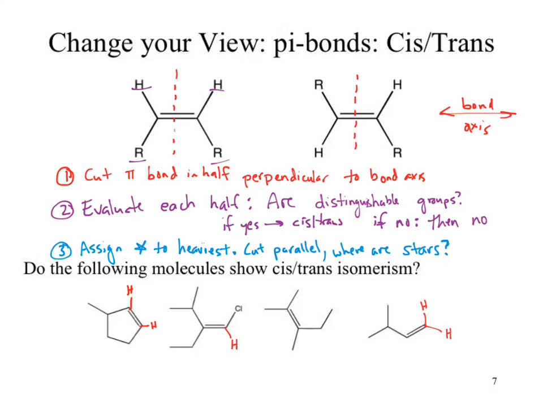Try to identify. We'll start with cutting these each in half. So I cut in half perpendicular to the bond axis, and I evaluate each side. Okay. Is chlorine different from hydrogen? Yeah. Come back to that star in a second.